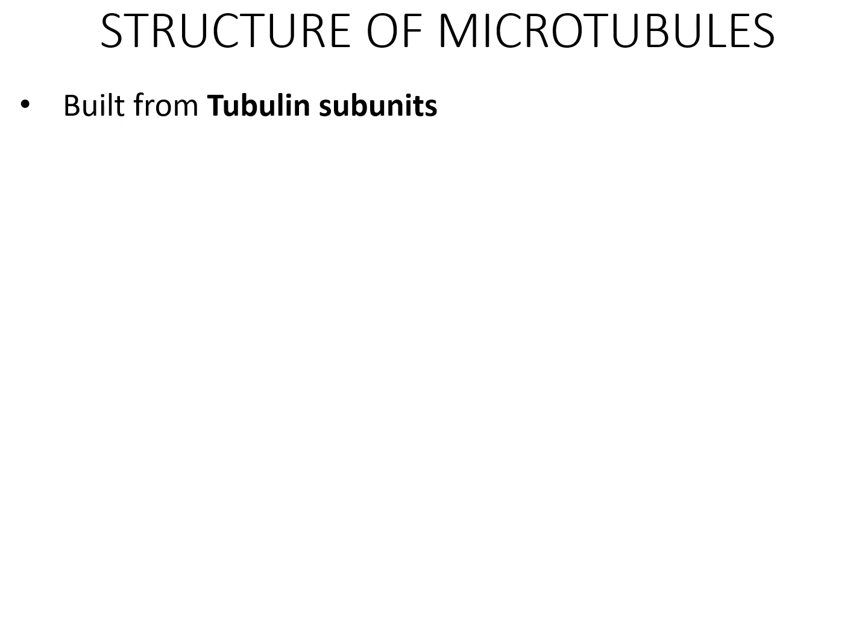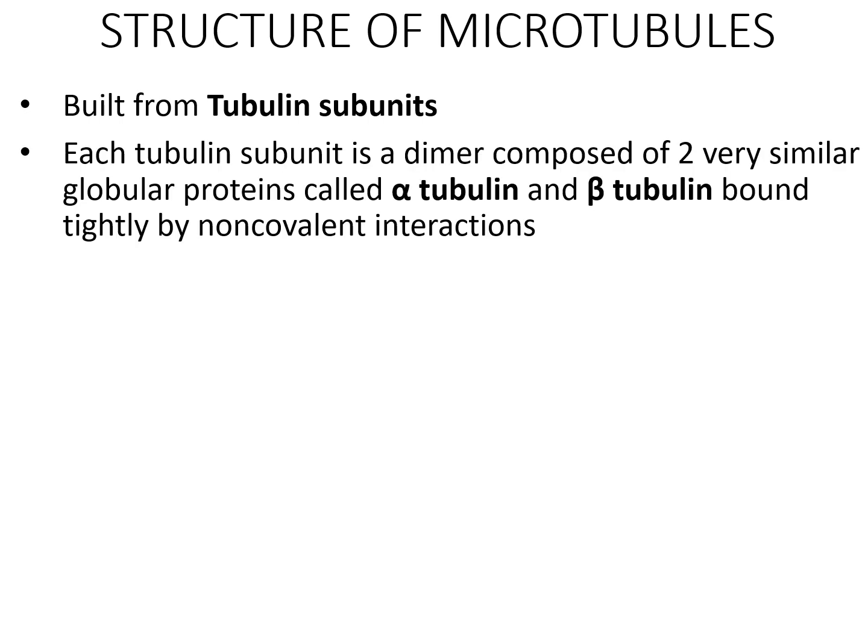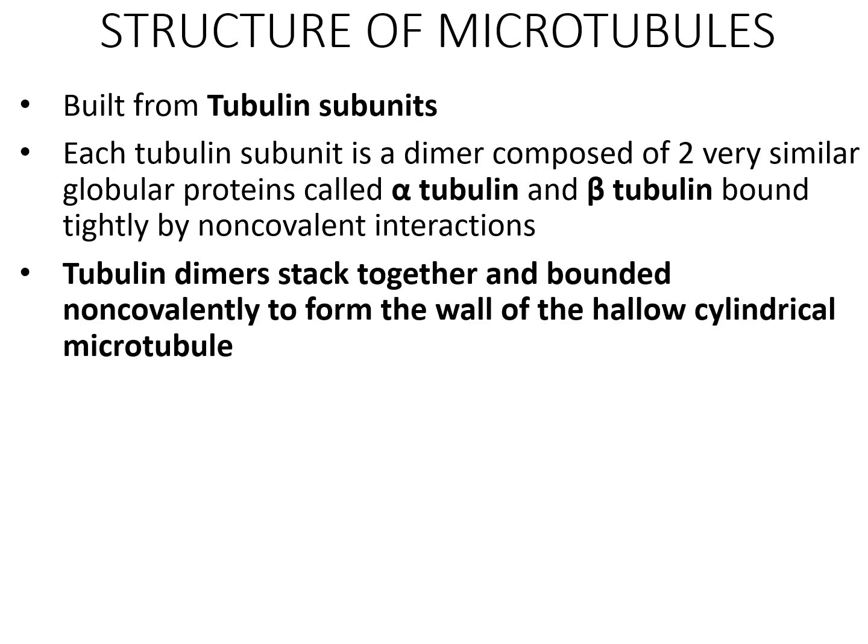So let's first look at the structure of microtubules. Microtubules are built from tubulin subunits. Each tubulin subunit is a dimer with two globular proteins, called alpha tubulin and beta tubulin. These are bound together by non-covalent interactions, and they form the wall of the hollow cylindrical microtubules.